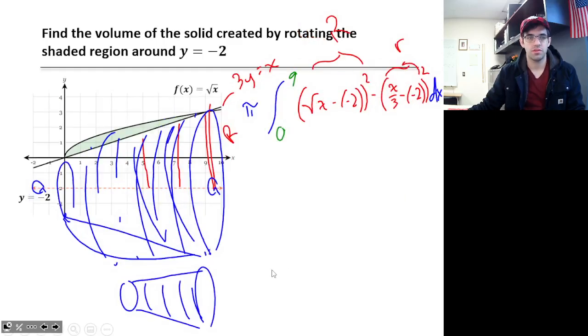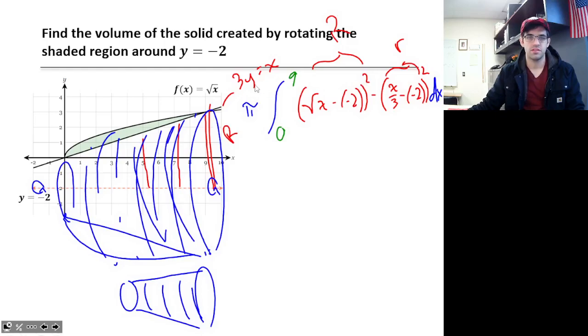Alright, one more example I'll show you just to set up here. So we have a top function, the square root of x. The bottom function is 3y equals x. And rotating around this axis, y equals negative 2. So big R would be the top function minus the axis of rotation. So in our interval, the square root of x is the top function. So the square root of x minus negative 2, we'll square that.